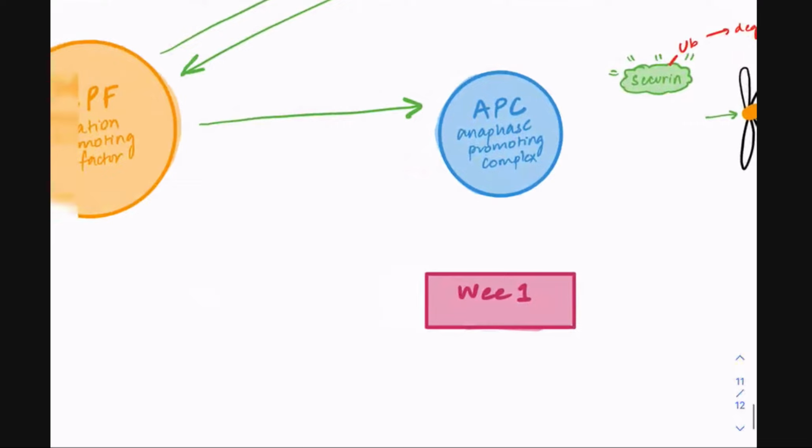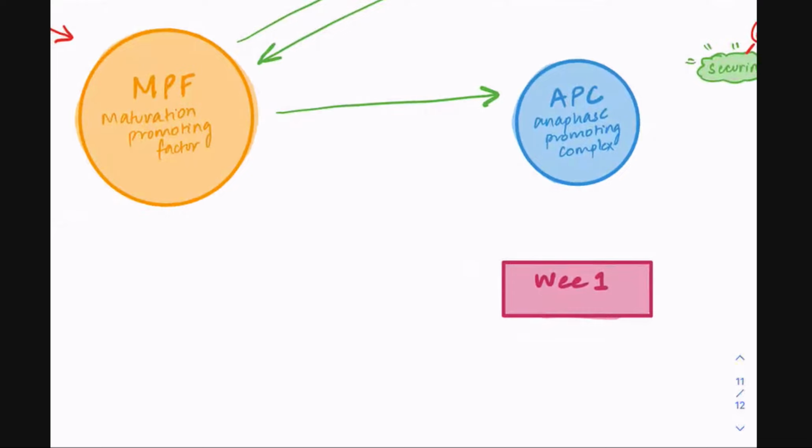Now APC, we've already seen that it's able to ubiquitinate things, right? So it not only ubiquitinates securin, but it also ubiquitinates our MPF, and it sends their MPF or cyclin B-CDK1 complex for degradation. So that's why we said APC is kind of like a bad friend. It takes the love, but it doesn't send the love back.